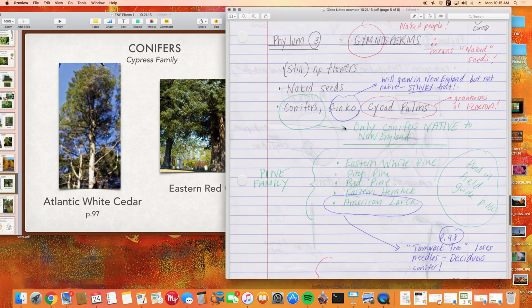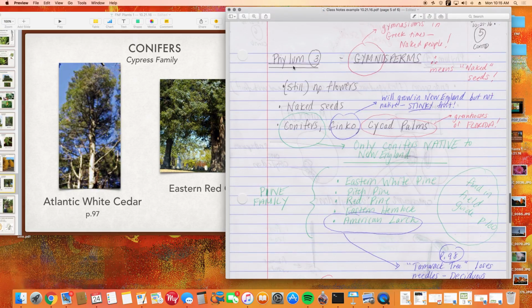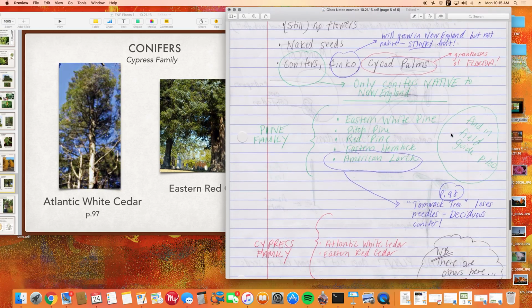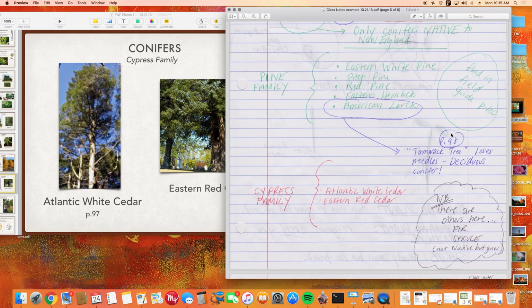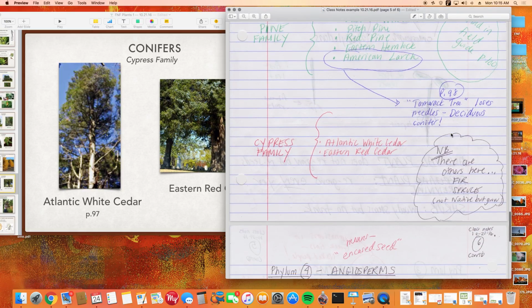All right. Let's look at the notes again. So phylum 3, gymnosperms. I talked about what it means. Talked about the different types. Okay. I've sent you this PDF, so you don't have to try to stop the video to copy this. You can actually open the PDF. You can even print it and then copy right from the printout.